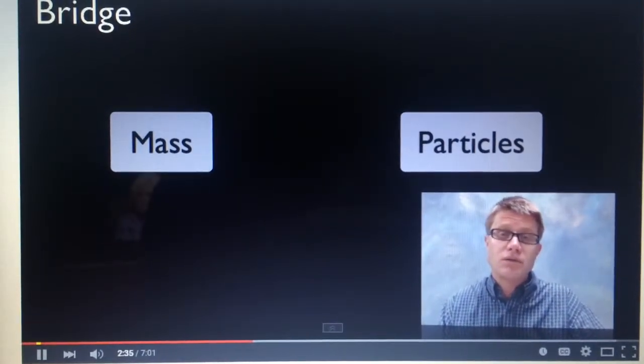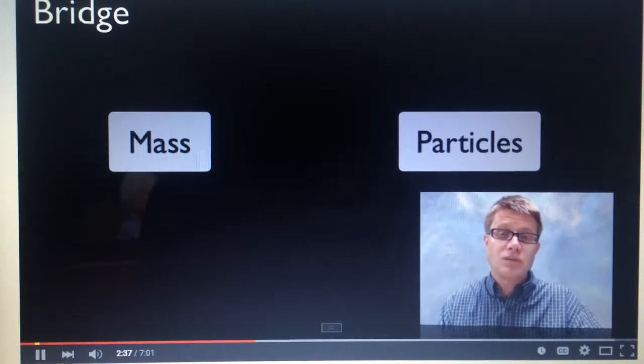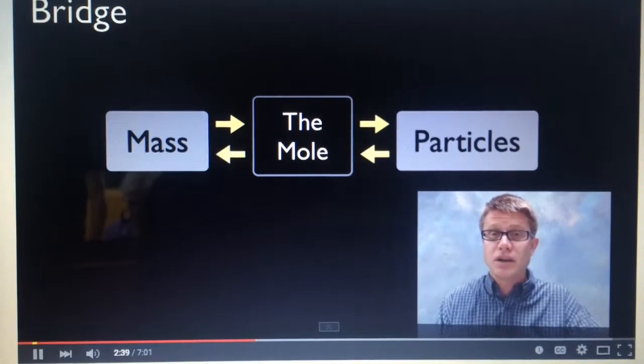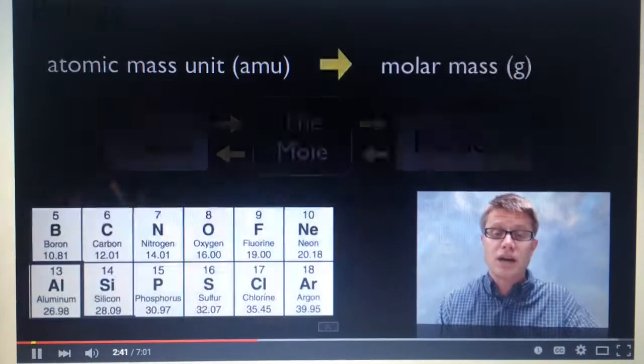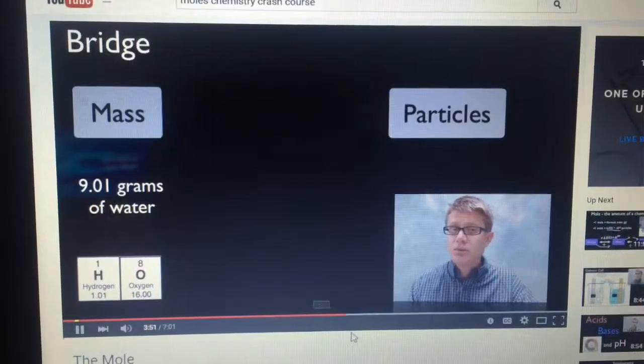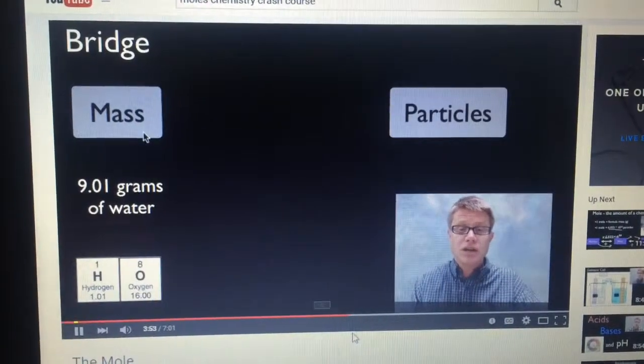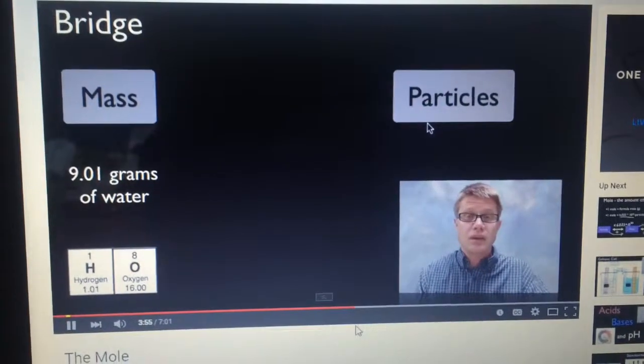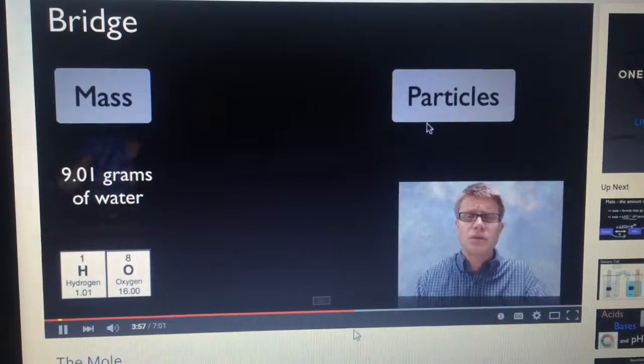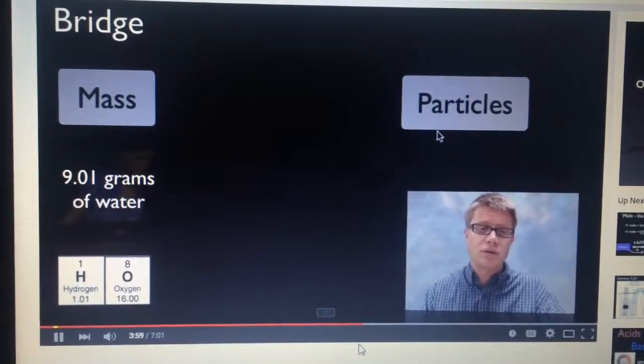Again, it forms a bridge between the mass of an object and the number of particles found there. It's really important that this bridge forms between the mass of an object and the number of particles found within it. And this is where sometimes people get confused about the mole when they're trying to make these mole conversions.